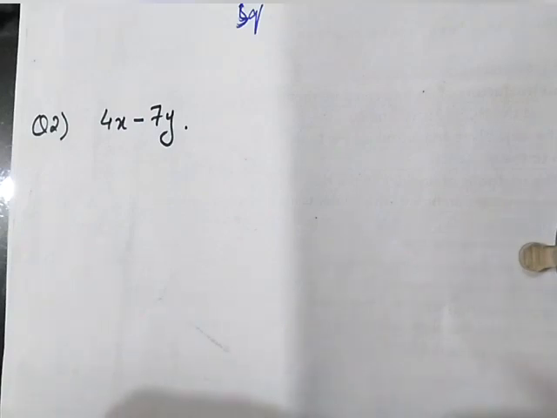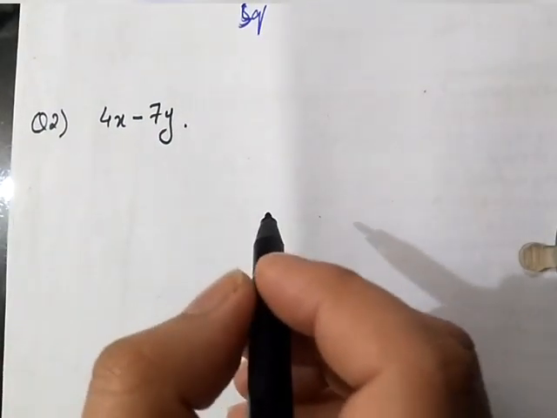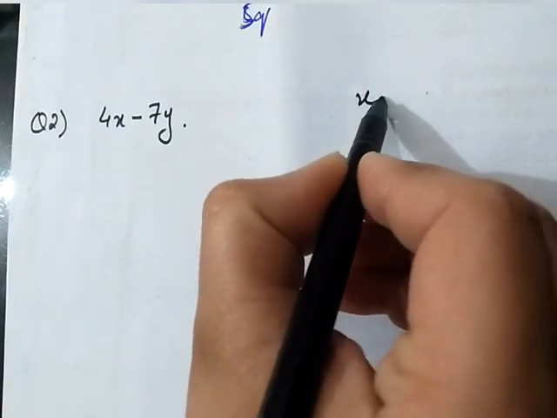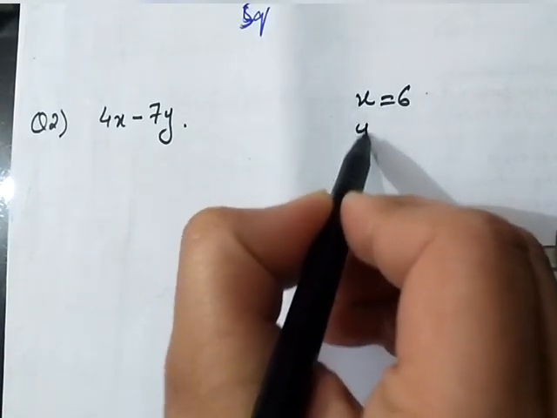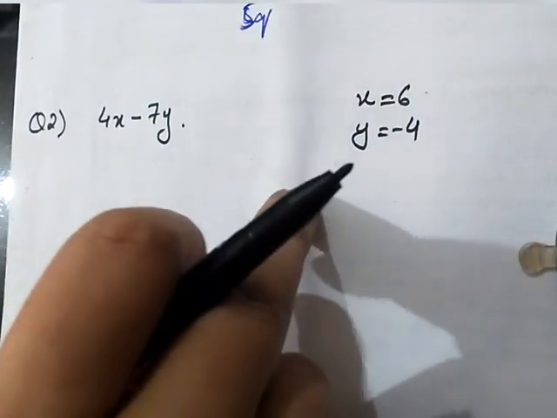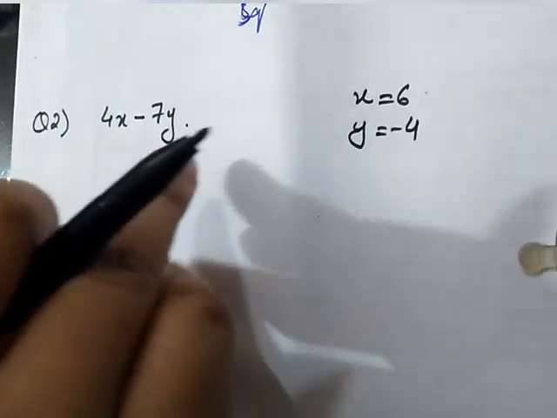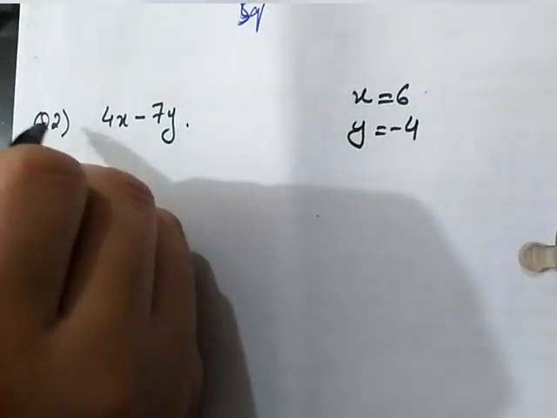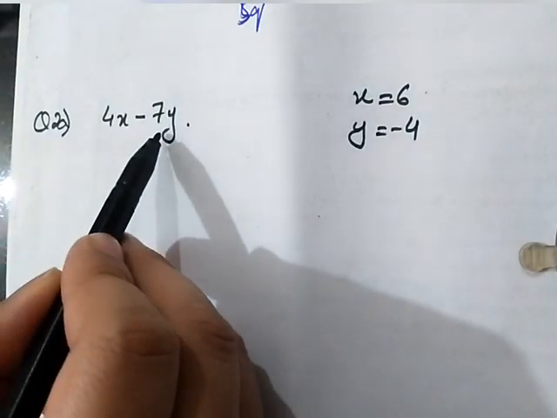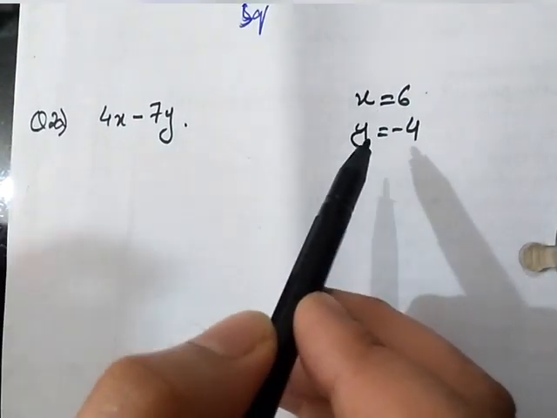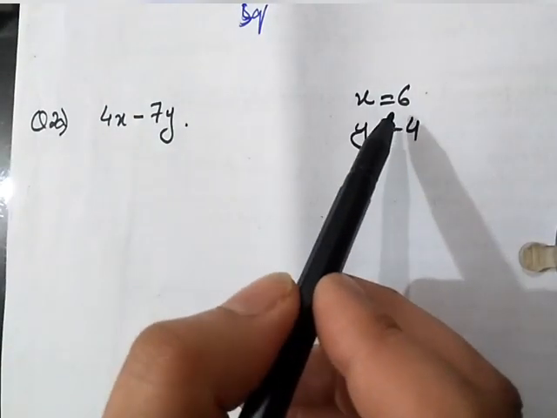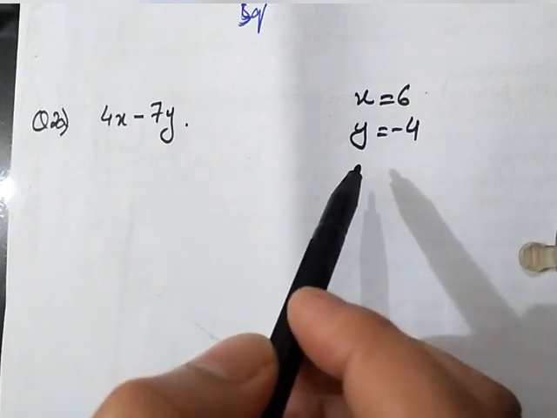Okay, in question 2, this is a statement given that x is equal to 6 and y is equal to -4. We write on the right side, x is equal to 6 and y is equal to -4. This is the value of x and y. Evaluate each of the following expressions. There are 4 expressions, so we have to find the value of each. In part A, the expression given is 4x minus 7y, and the value of x and y in all the parts of this question is x is equal to 6 and y is equal to -4.